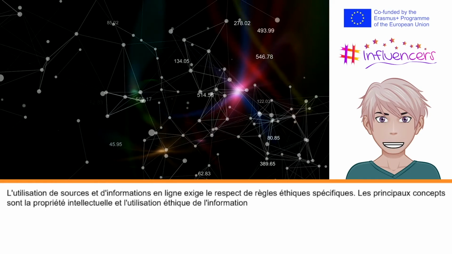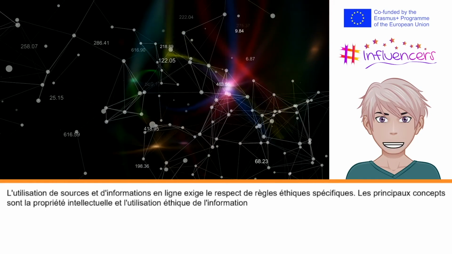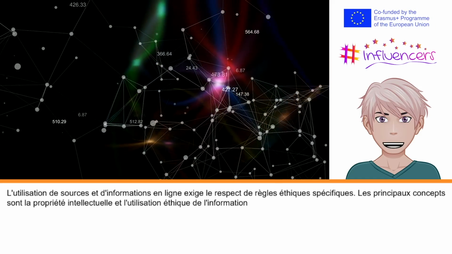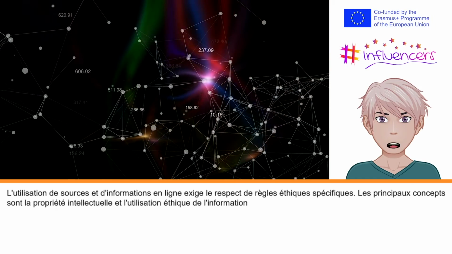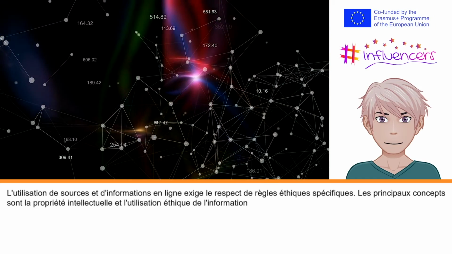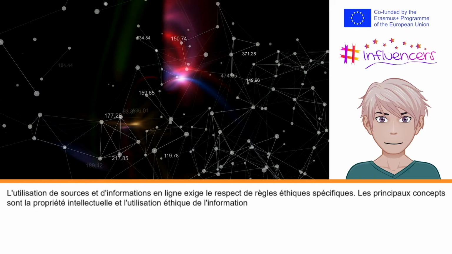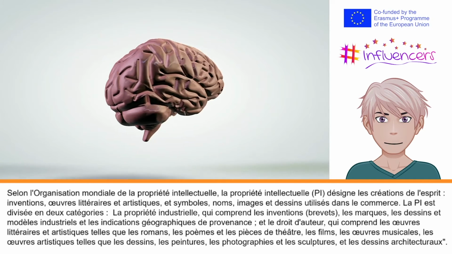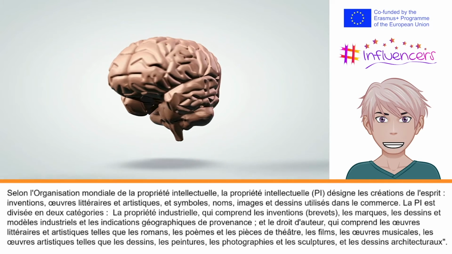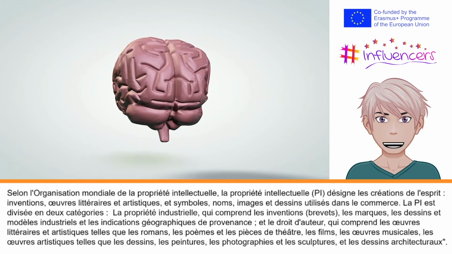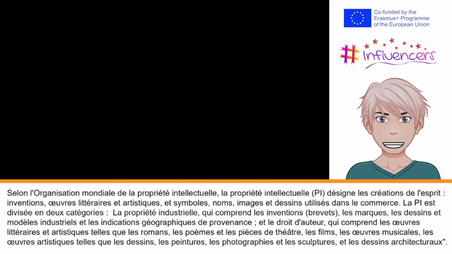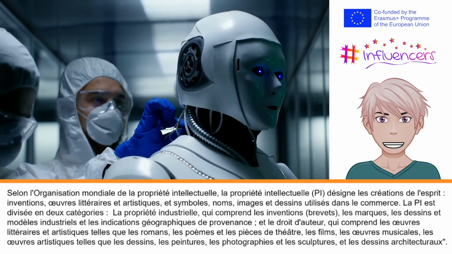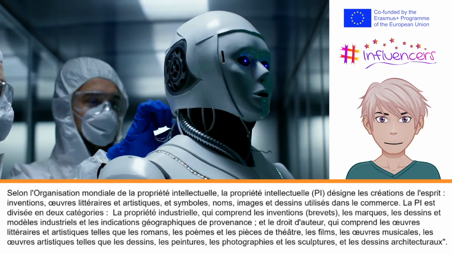Using online sources and information requires the respect of specific ethical rules. The main concepts are intellectual property and ethical use of information. According to the World Intellectual Property Organization, intellectual property, or IP, refers to creations of the mind, inventions, literary and artistic works and symbols, names, images, and designs used in commerce.